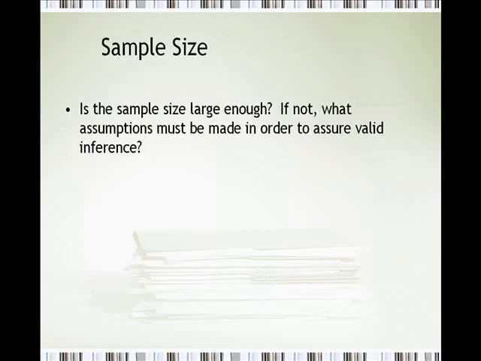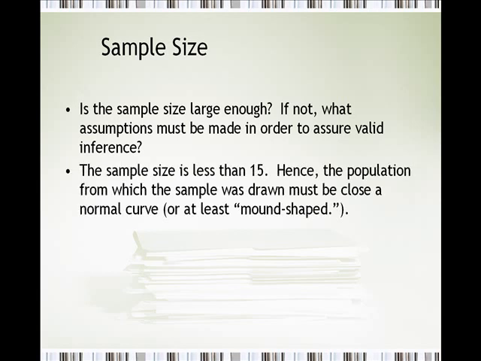Now we turn to the issue of sample size. We want to know if it's large enough, and if not, what assumptions we need to make in order to have valid statistical inference. Okay, our sample size is less than 15, it was 6. So now we have to assume or have some knowledge that the population from which the sample was drawn is at least close to a bell shape.